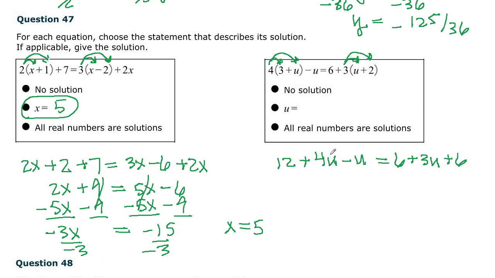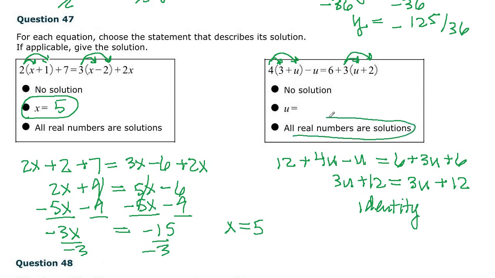So let's see here. 4u minus u there is 3u, and plus 12 has got to equal 3u here, and plus 6 and 6 is 12. So 3u plus 12 equals 3u plus 12. That happens for any value because this is an identity. These are identical. So this is going to be all real numbers.